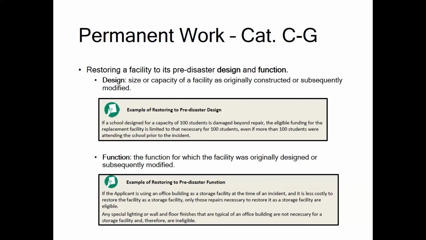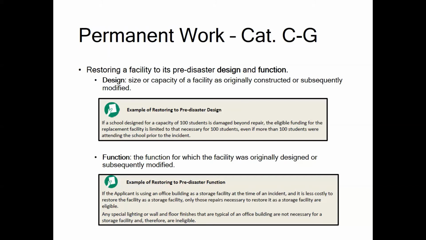Pre-disaster function is the function for which the facility was originally designed or subsequently modified. For example, the applicant designed and constructed an administrative building, but later altered it in accordance with applicable construction codes or standards to use as a school. The pre-disaster function would be a school.